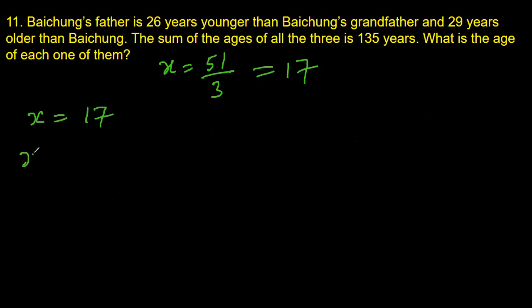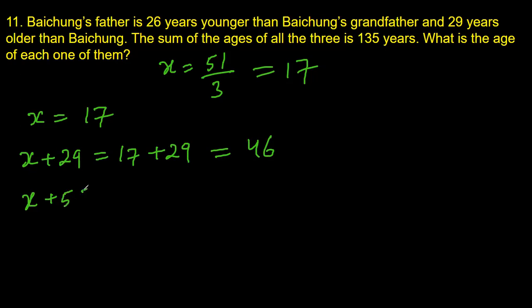Then his father, which was x plus 29, is equal to 17 plus 29. You can simply add 1 first. This will become 30 and then add 16. 30 plus 16 is 46. So father is 46. And finally, the grandfather, which was x plus 55, that means 17 plus 55. 17 plus 55 is going to be 72.